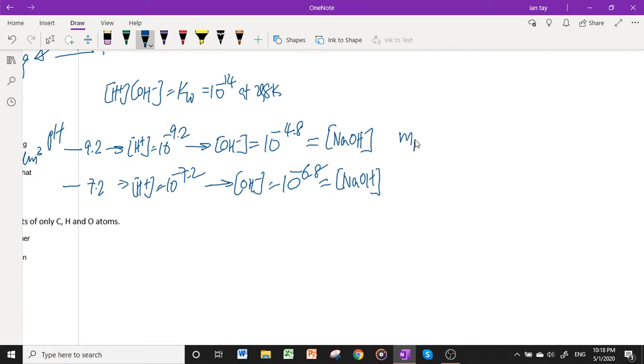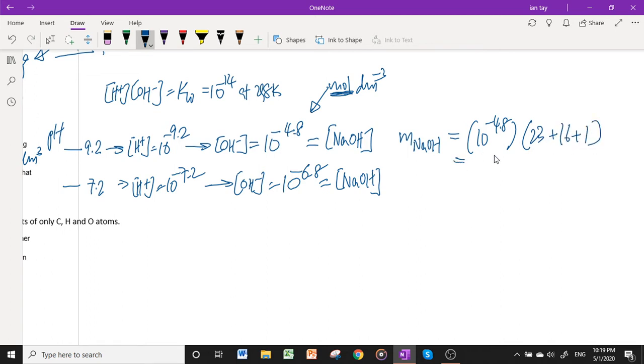So for the mass of NaOH needed in 1 liter, because this concentration is in mole per dm3, it just nicely shows the amount of NaOH needed per dm3. So you need to convert this to mass. We just multiply it by the Mr of NaOH, which is 23 plus 16 plus 1, and the upper boundary will give you 6.34 times 10 to the power minus 4 gram, and the lower boundary, if you do the calculations, will give you 6.34 times 10 to the power minus 6 grams. So you may be surprised that there's such a big difference.